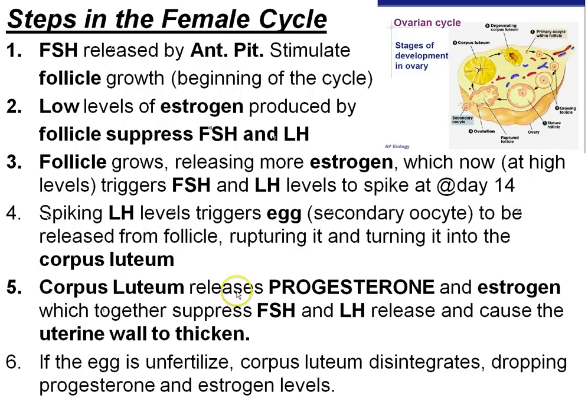The corpus luteum releases two hormones now, progesterone and estrogen, which together suppress FSH and LH release and cause the uterine wall to thicken. If the egg is unfertilized, the corpus luteum disintegrates, dropping progesterone and estrogen levels. So I know that sounded fairly confusing, so we're going to talk about it in the next couple of slides. Go ahead and pause at this point, though, and make sure you get all this information down in your notes.